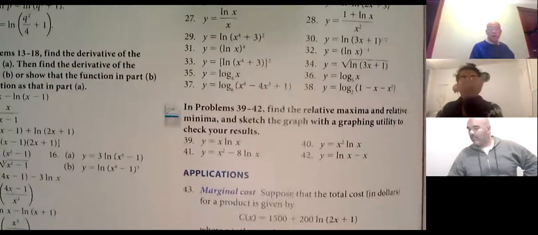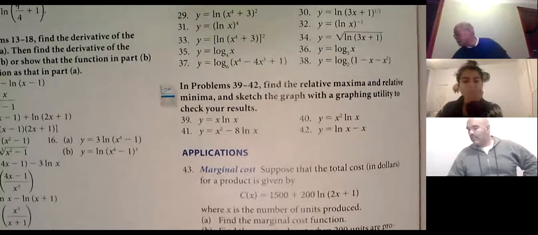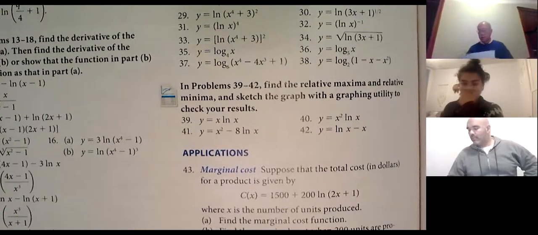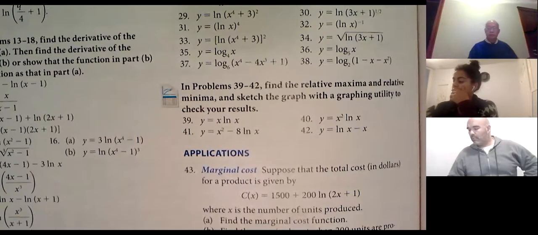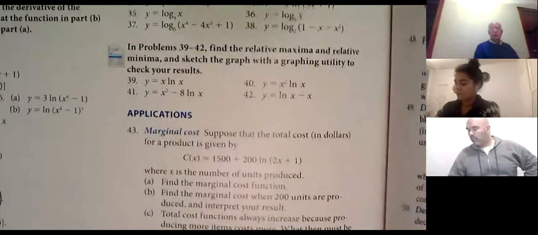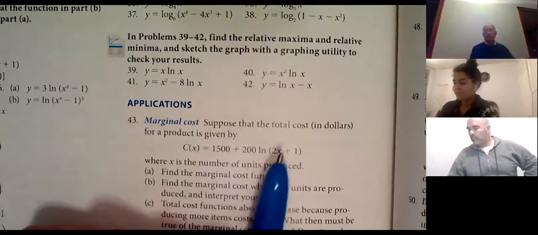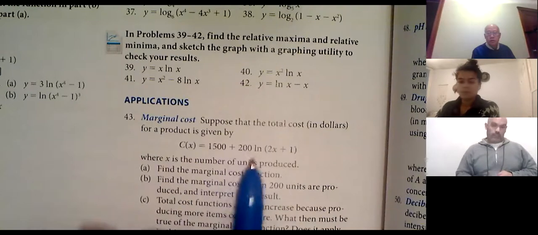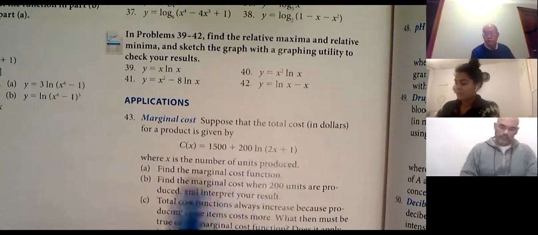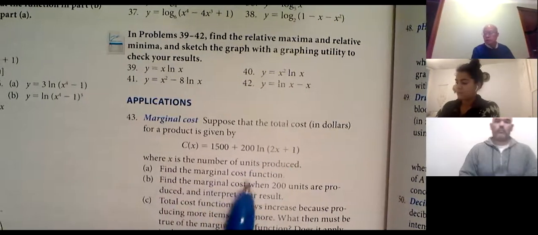Where was it? 43. Yeah, here we go. Let me just see if it matches my 43. 1,500 plus 200. Yeah, looks like it's the same. Marginal cost. So here's a cost function in dollars. Cost C of x is 1,500 plus 200 natural log of 2x plus 1. Find the marginal cost function.